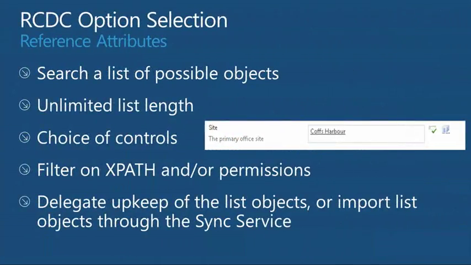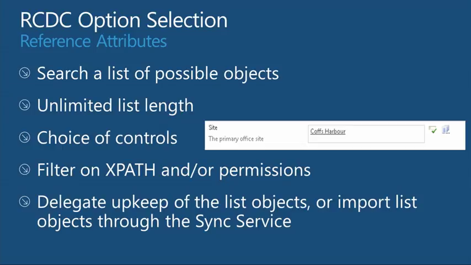So again, the answer is to think in an object-oriented way. Define objects for those things you want people to select. Now, the great thing here is we have an unlimited length. We can have as many objects as we want to. We have a choice of controls, and I'm going to show them to you in a second.